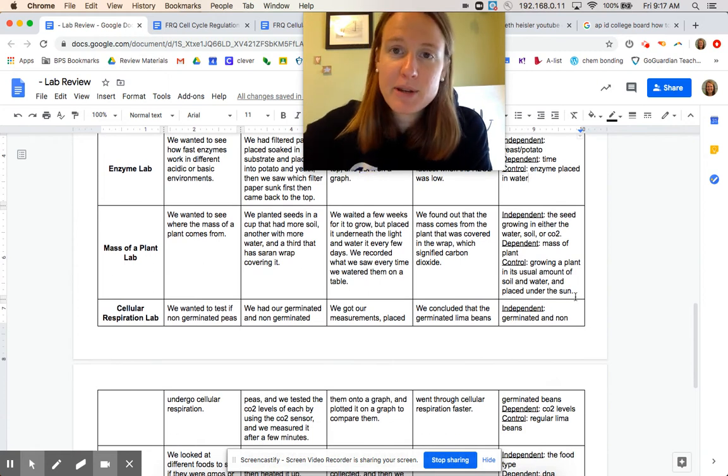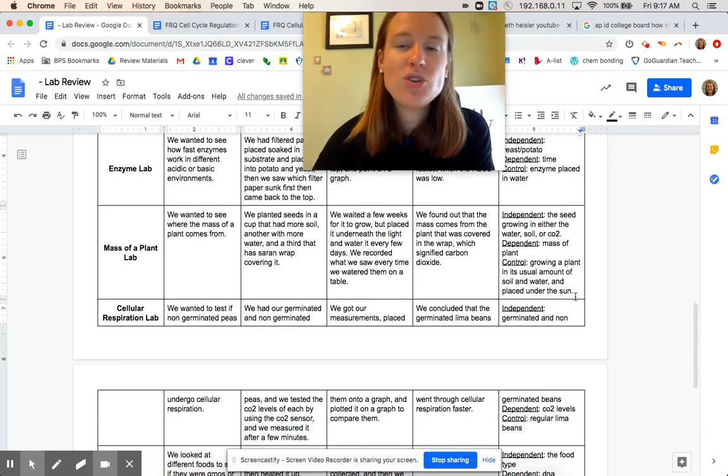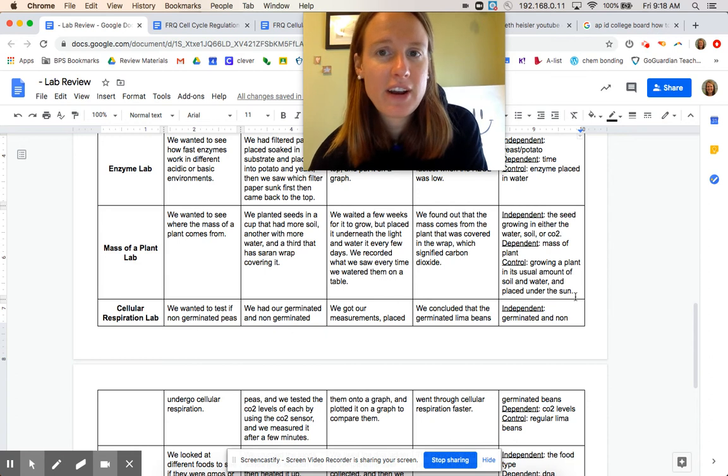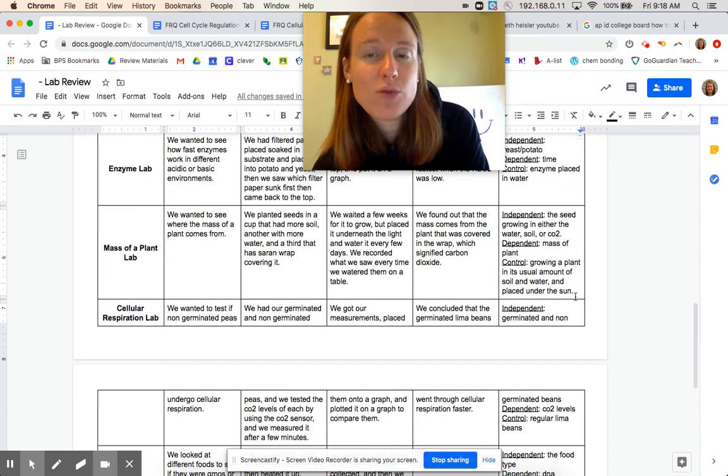Massive plant lab, everybody's was different, but possibly having the plant in the dark or having the plant without water or having the plant in normal conditions, and then you varied different things to see how it impacted it. It was one of the conditions that you set up that you compared to.